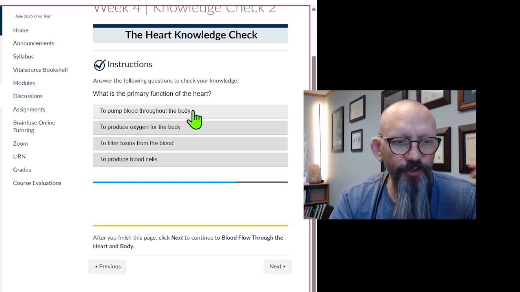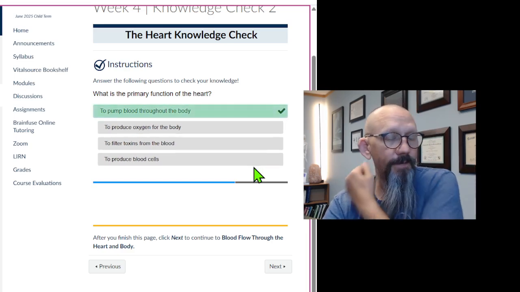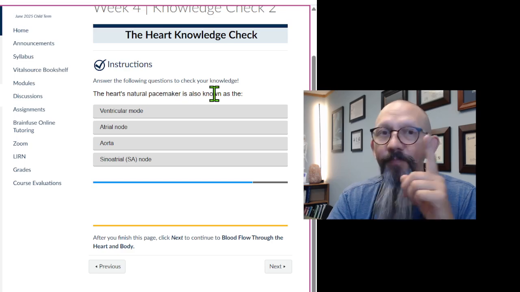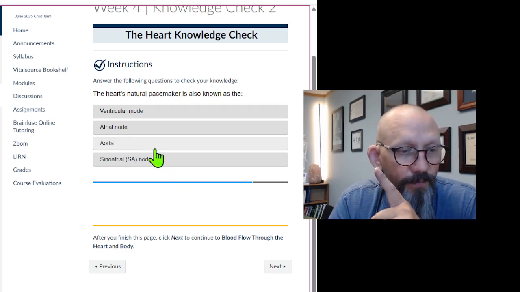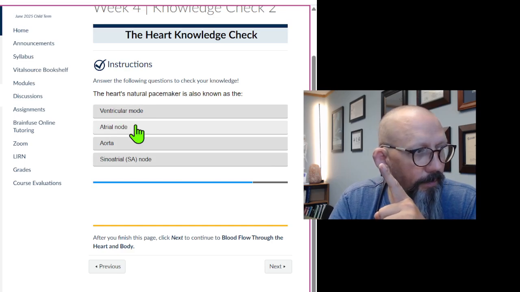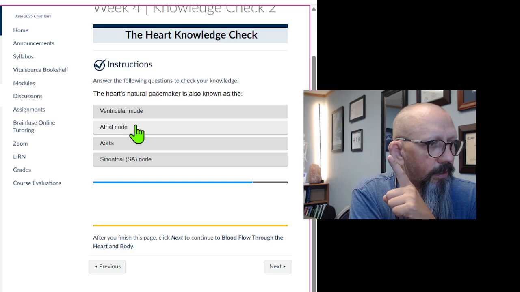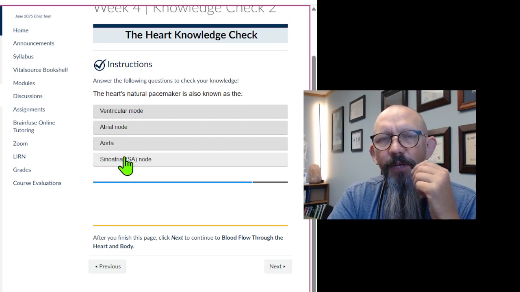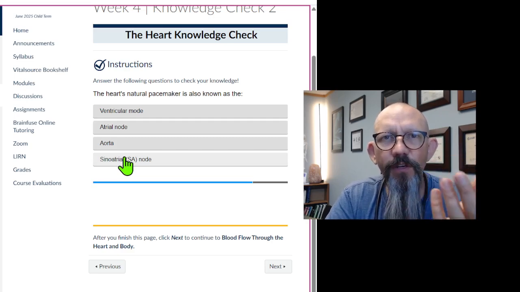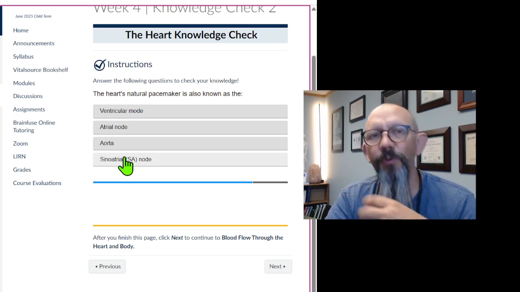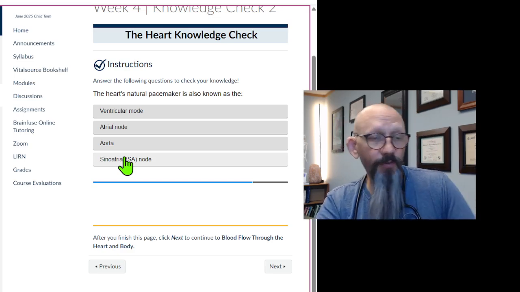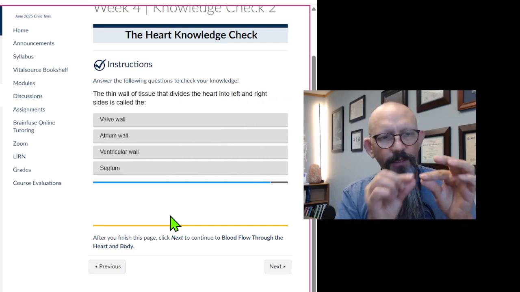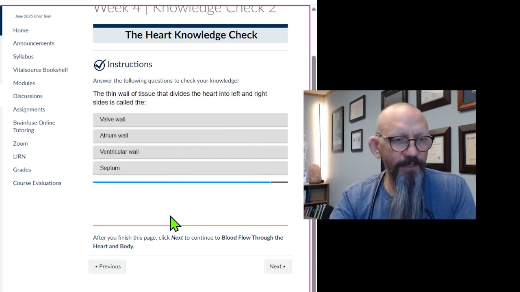Second one, produce oxygen. No. Does not produce oxygen. Let's see what it's going to do next. The heart's natural pacemaker, different from the sinoatrial node, right? Actually it is the same thing, sinoatrial node. Now there's another node in there, the AV node, atrioventricular node, but this is the sinoatrial node, higher up in the heart. That starts it and then it goes down through the AV node. Node is the key. Node means a little lump of nerve tissue that has a timer.